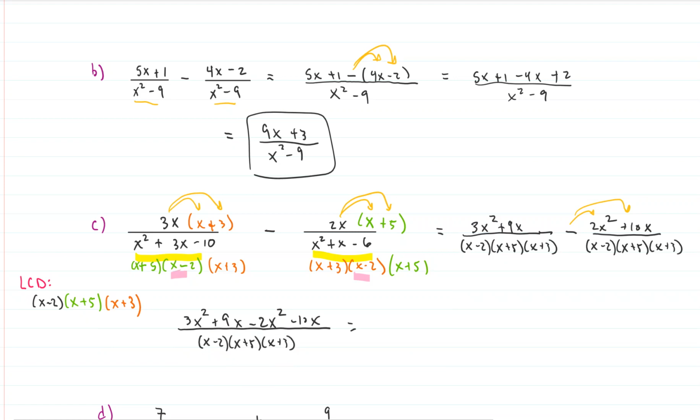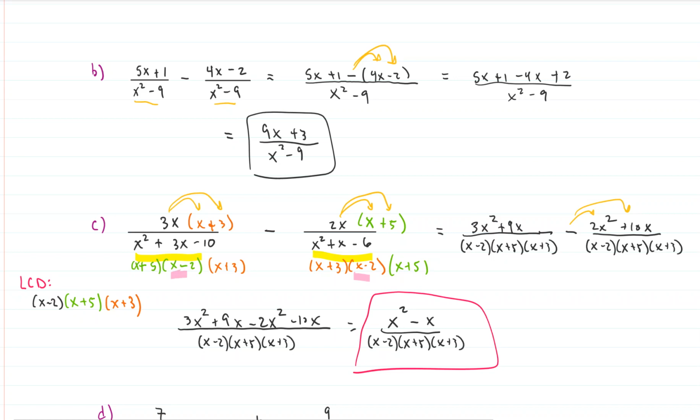Let's collect some terms. We have a 3x squared and a negative 2x squared, so that just gives us a positive x squared, and 9x and negative 10x gives us negative 1x, or just negative x. And in the bottom, again, we have our common denominator. Can we simplify it at all? If we factored an x out of the top, we'd have x times x minus 1. Unfortunately, we don't have an x minus 1 in the bottom to cancel with that. That would be great, but we don't have one. So we're done.